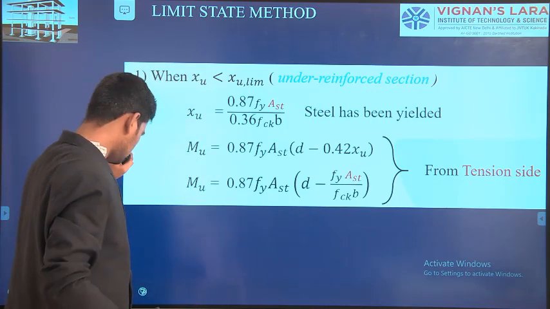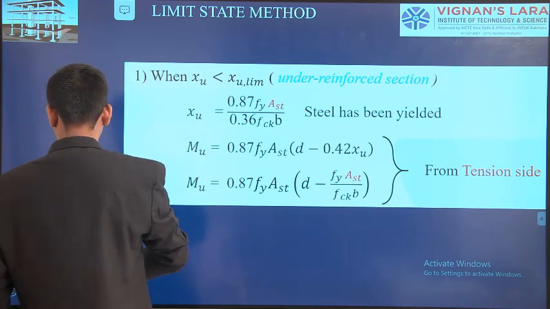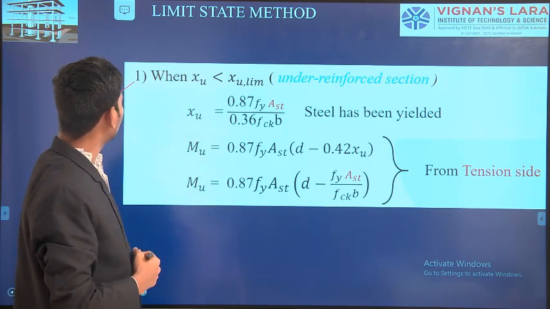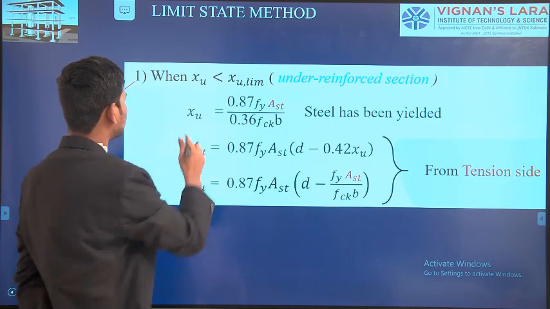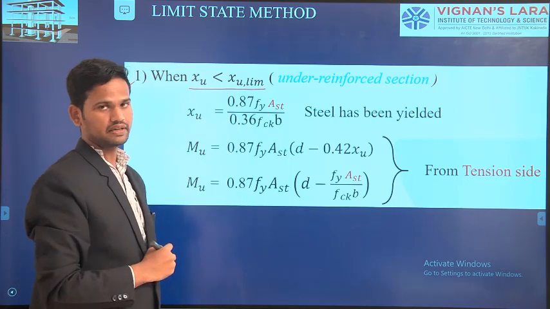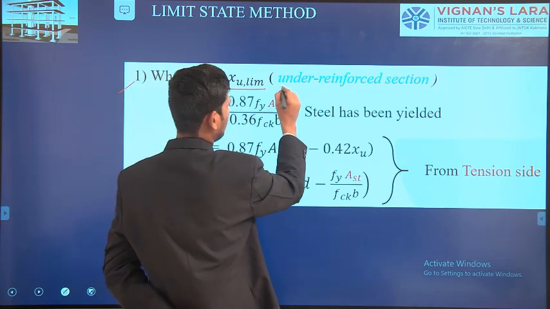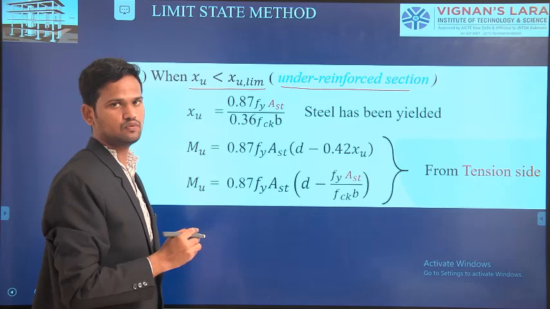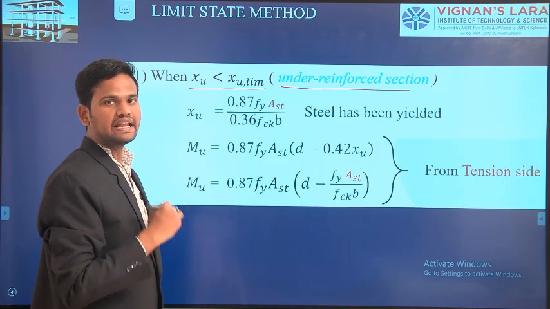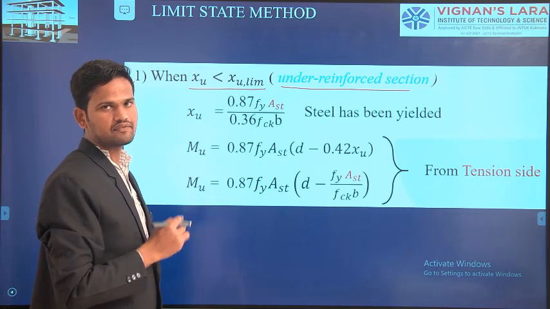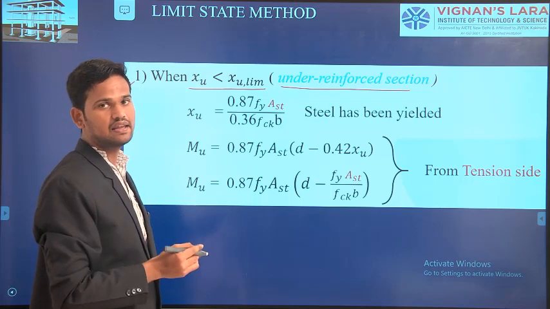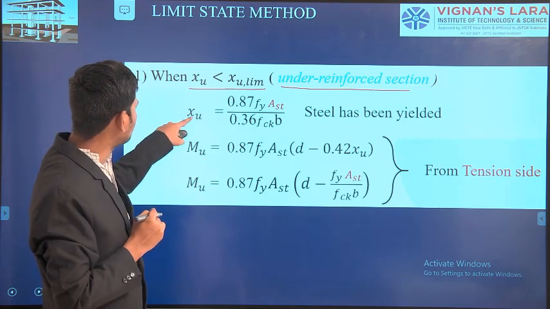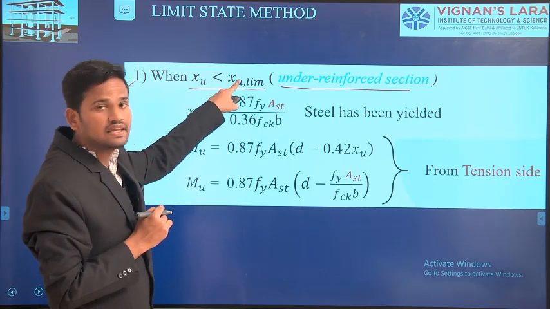If you come to this point, I have written some formulas. When Xu is less than Xu limit, it is called an under reinforced section. That means the actual depth of the neutral axis is less than the limiting depth of the neutral axis.